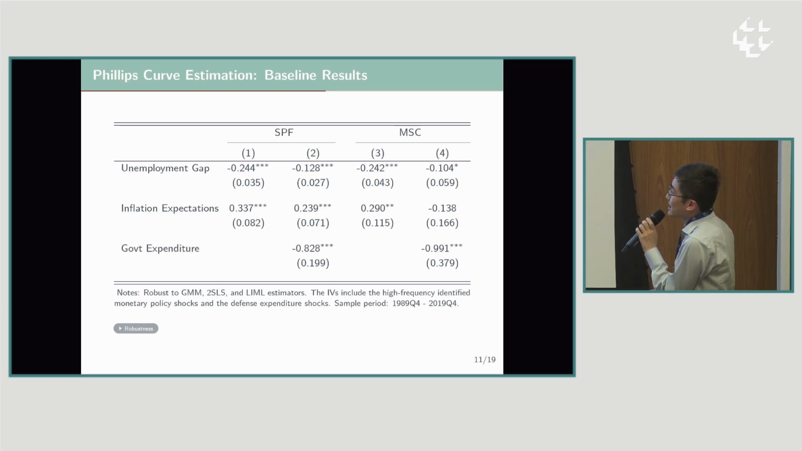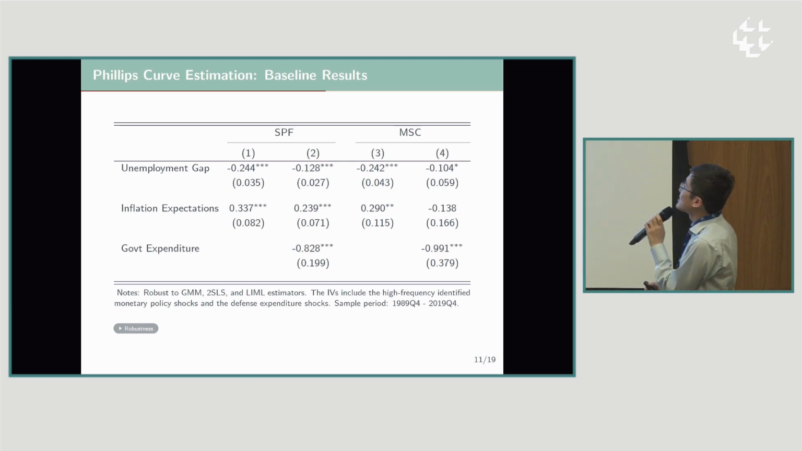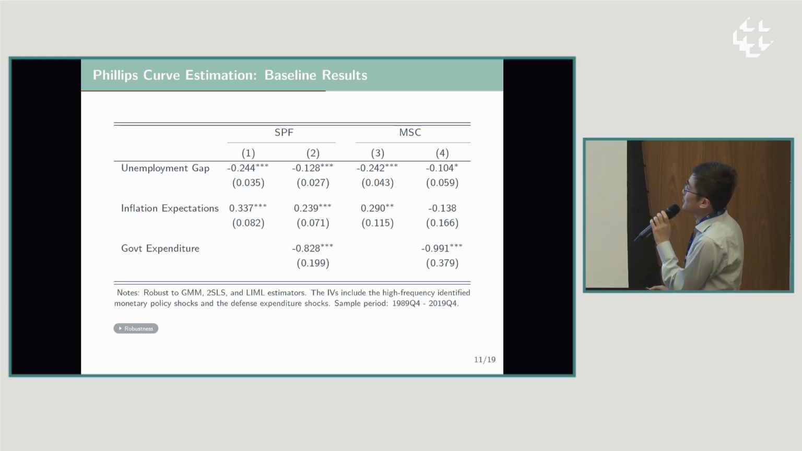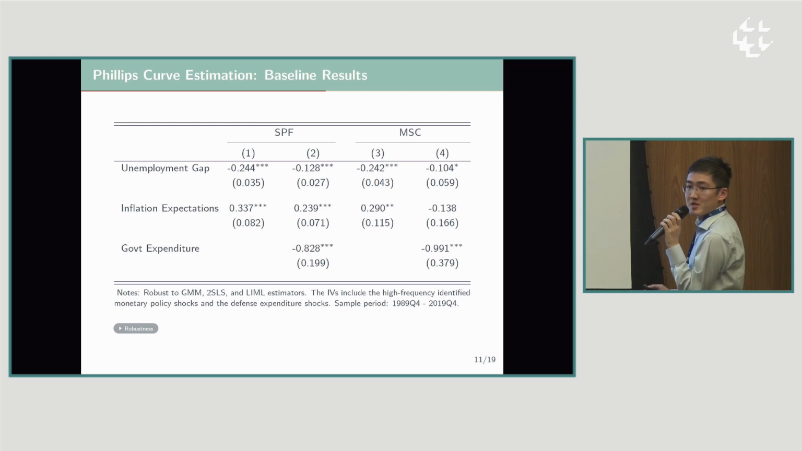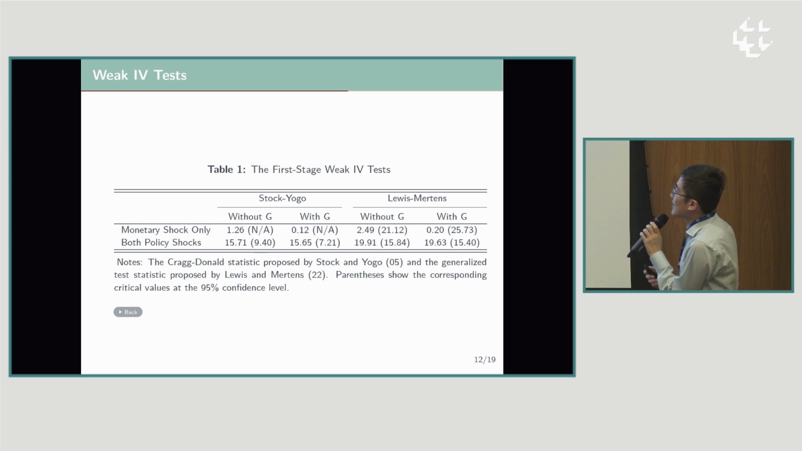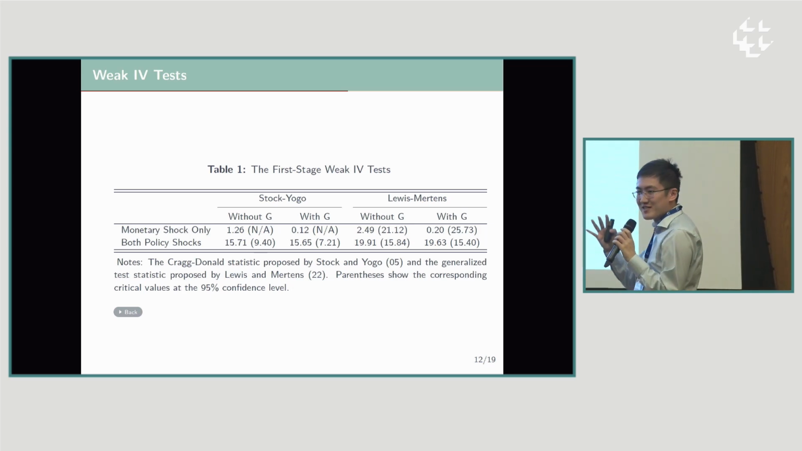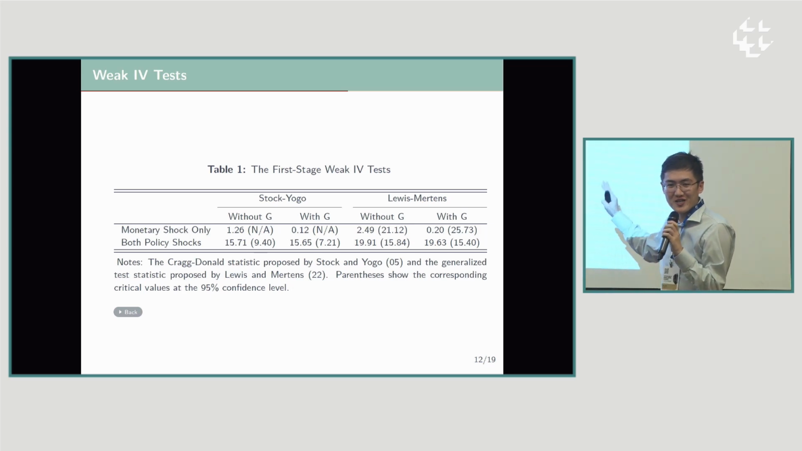But once we add government expenditure into the regression, we see that first of all, you still have positive inflation expectations, but in general it becomes weaker. On the other hand, the slope on the employment gap becomes much smaller, significantly smaller, more flat. And also, we have a significant negative coefficient on government expenditure, which is consistent with the theory, as I showed you before.